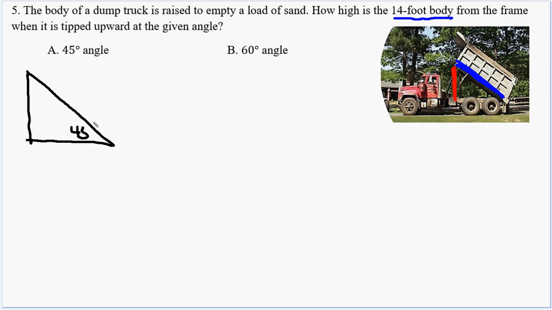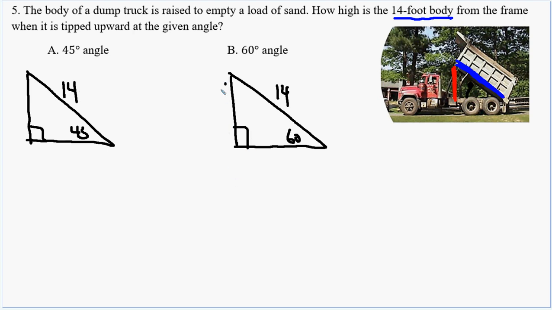First, we're going to raise the dump truck up at a 45-degree angle. And in the other one, we're going to raise it up higher to a 60-degree angle. Again, in each of these, that blue line here in the picture is 14 on both of them. So in each case, we have the hypotenuse, and we're trying to find this longer leg.